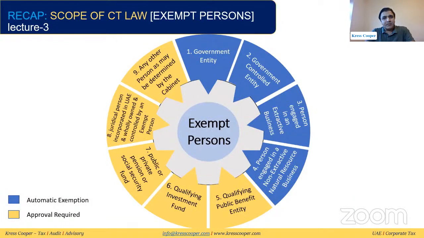In our third lecture, we discussed the exempt persons in detail. We said there are 9 different types of exempt persons. 4 are by default exempt persons, and 5 will have to apply to the FTA to claim the exemptions.